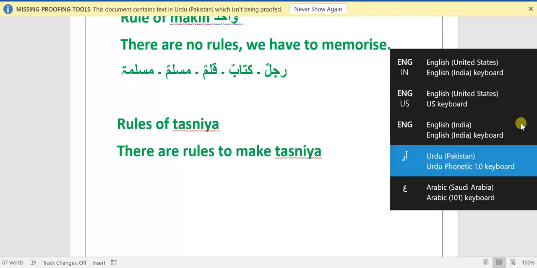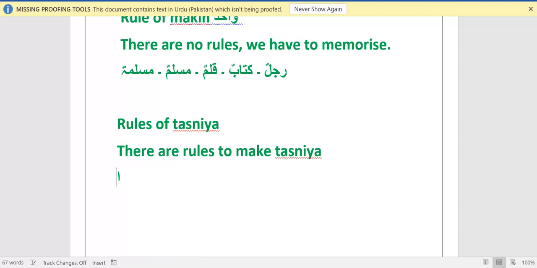Now the question is, what is the rule? The rule is to add alif noon at the ending of the Wahid word to create Tasniya, and before alif the fatha, zabar, is a must. Whenever we are adding alif noon, on noon it will be kasra, that's the fixed i'rab of noon, and before alif there must be a fatha on it. Also the second option is to add ya noon, where noon has kasra and before ya there must be fatha.